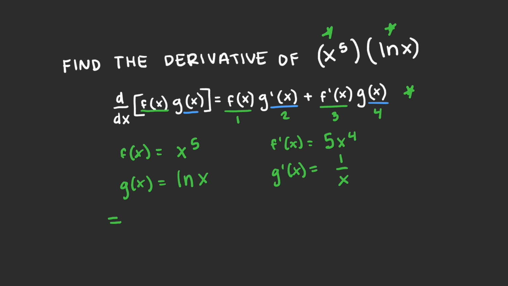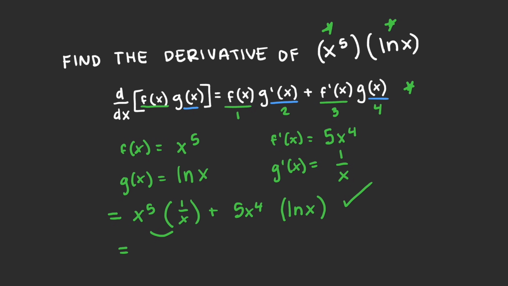So we have f of x, which is x to the 5th power, times our g prime of x, which is 1 over x, plus f prime of x, which is 5x to the 4th power, times g of x, which is the natural log of x. So this right here would be our answer, but if you are required to simplify further, you just multiply these two together. Let me scroll down.